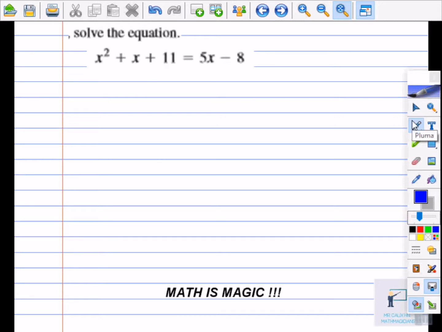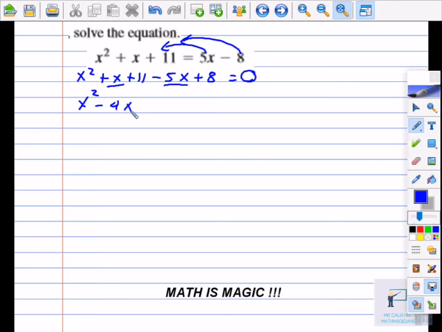Okay, for this exercise, it says solve the equation. What we're going to do is group all the numbers to our left side. I'll copy x squared plus x plus 11, and we change the sign of all the numbers that we're moving. Negative 5x plus 8. And now everything is going to be equal to 0. Now, once you have this, you check if you have like terms. x squared has no like term, but x does. x minus 5x would be negative 4x, and 11 plus 8 would be 19.